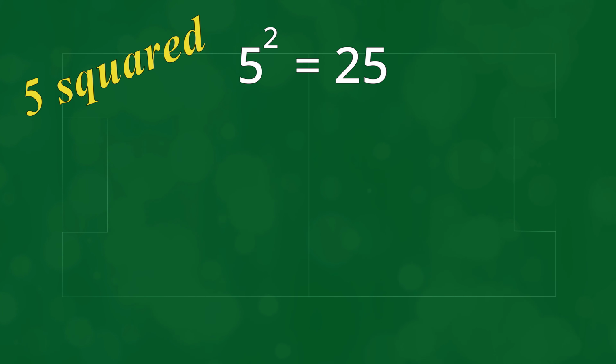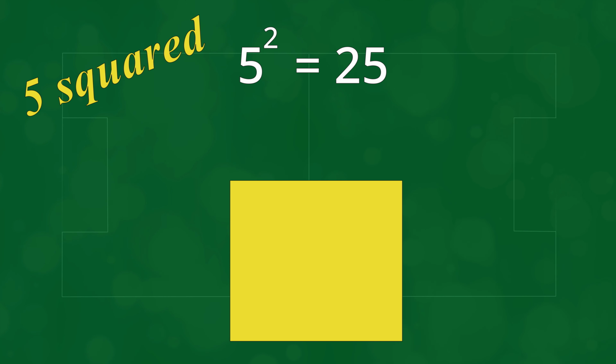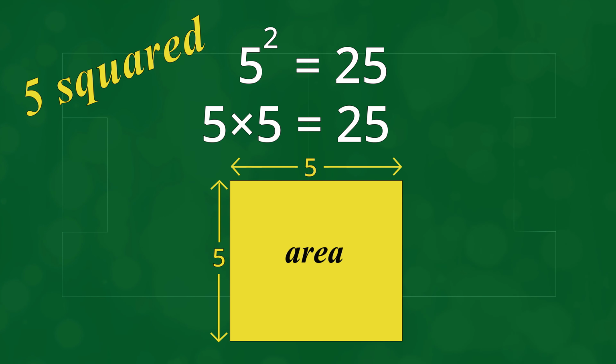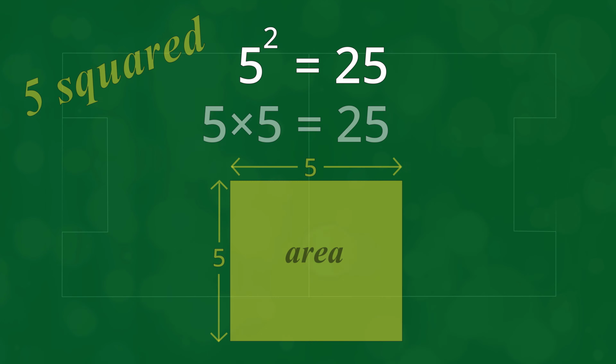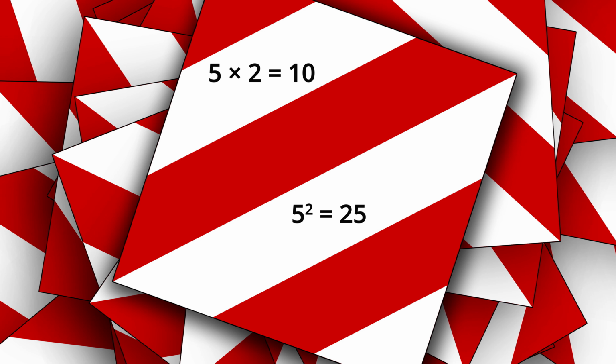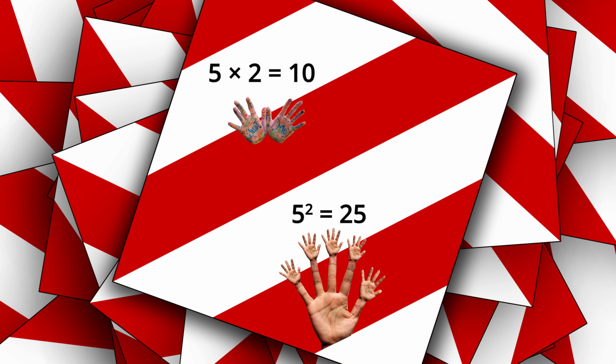5 squared seems strange. Where is the square? Well, if we had a square with a side of 5, the area is 5 multiplied by 5, or 5 squared, or 25. Be careful. A common mistake is to think that 5 to the exponent of 2 is the same as 5 multiplied by 2. That's not correct, because 5 times 2 is 10, but 5 squared is 25.